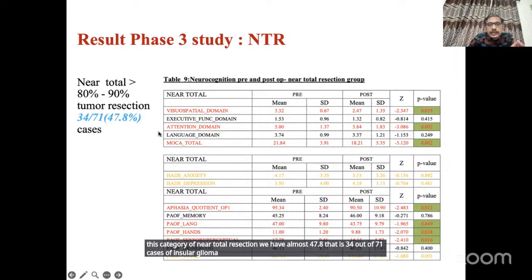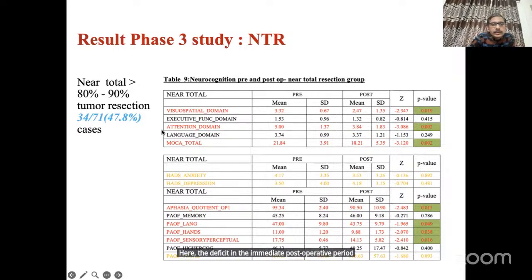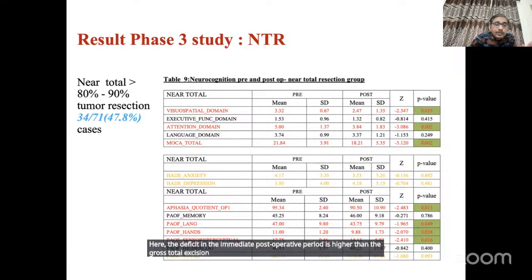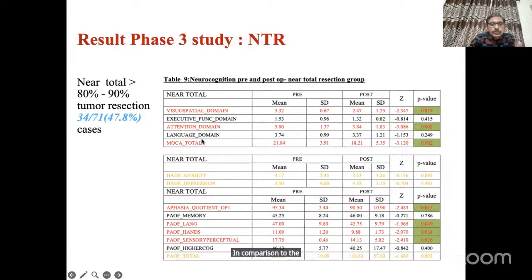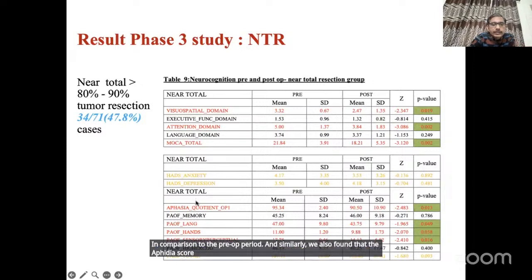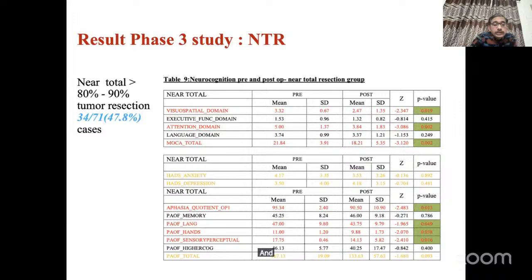Here, the deficit in the immediate postoperative period is higher than with gross total excision. Probably we were attempting to resect more and more when the patient already had some functional deficit intraoperatively. We found the visuospatial attention domain and the total MoCA score were significantly lower compared to the pre-op period. Similarly, the aphasia score was also significantly affected when we attempted to operate more and more when the patient had already developed some deficit in some domain of language. Although these symptoms improve in the postoperative period, in the immediate postoperative period the patient has this kind of deficit.